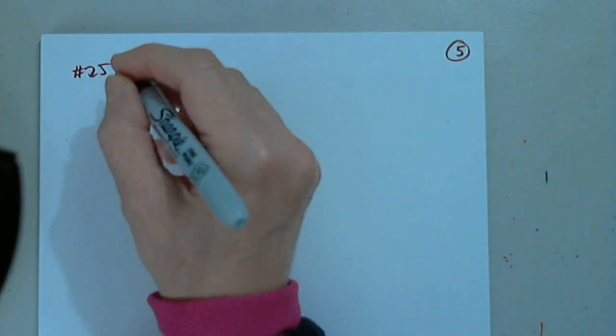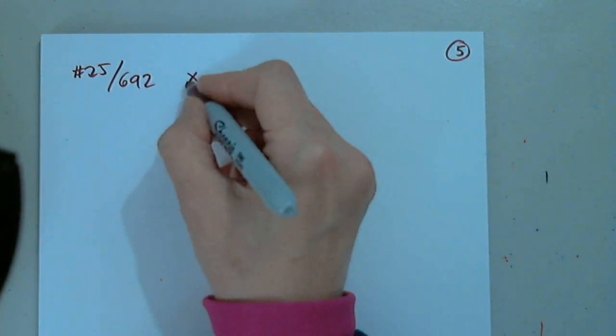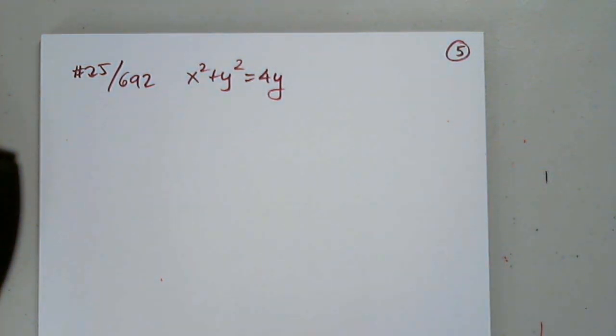Okay, let's finish up 10.3. We continue with number 25 on page 692. So we have x squared plus y squared equals 4y. They're asking us to find a polar equation this time from this representation.